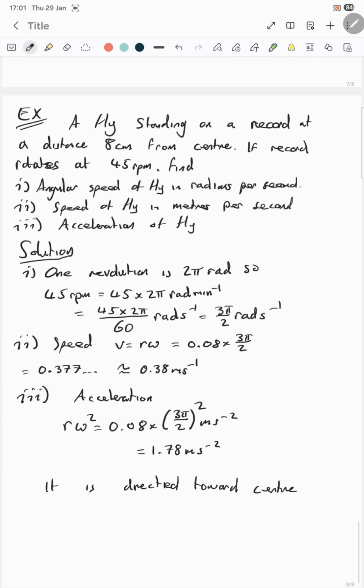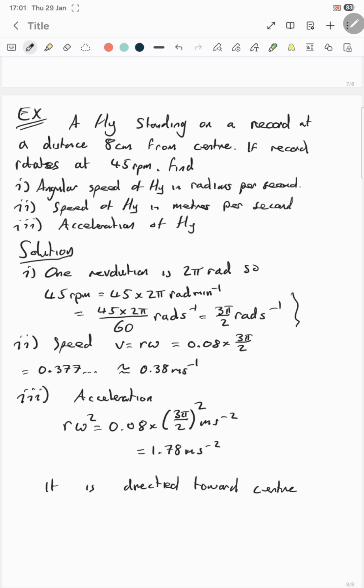Now here's an example. A fly standing on a record at a distance of 8 centimeters from the centre. Now if the record rotates at a speed of 45 rpm, we find 1, the angular speed of the fly in radians per second, 2, the speed of the fly in meters per second, and 3, the acceleration of the fly. Now the solution of the first one: 1 revolution is 2 pi radians, so 45 rpm equals 45 multiplied by 2 pi radians per minute. So we're plugging in these values and we'll get 3 pi over 2 radians per second.